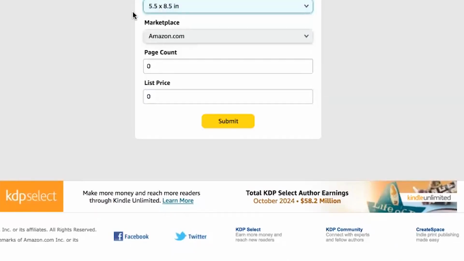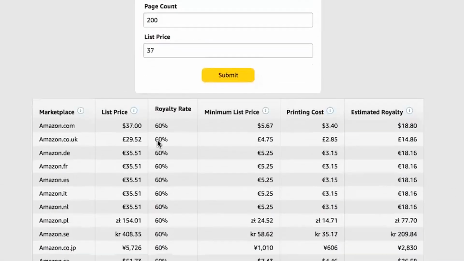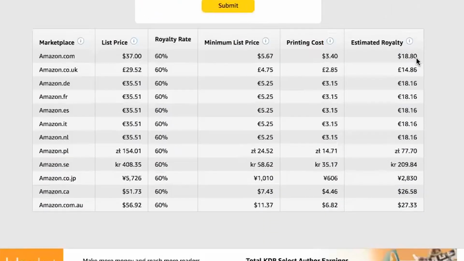Now I think about it, the Legendary Purpose Planner is 5.5 by 8.5. Marketplace is through Amazon.com, and my page count is 200, and my list price is $37. So I'm just going to hit submit. It says done. My estimated royalty is $18.80 per sale. So list price $37, 60% of that is mine. The printing cost is $3.40, so I get to keep $18.80 per $37 sale. Pay attention to this printing cost for the next example.